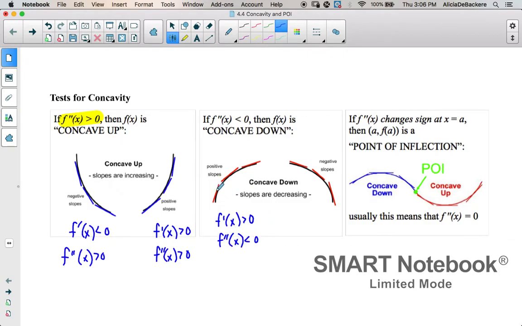And what that means is I have a very positive slope, but it's decreasing. So I had a large positive, and now it's a smaller and smaller positive. So I'm decreasing because my second derivative is negative. Over here, I'm starting with a negative slope. So my first derivative is negative, but I'm concave down, so my second derivative must also be negative. And that means that my slopes must be decreasing, right? If my second derivative is negative, my slopes are decreasing.